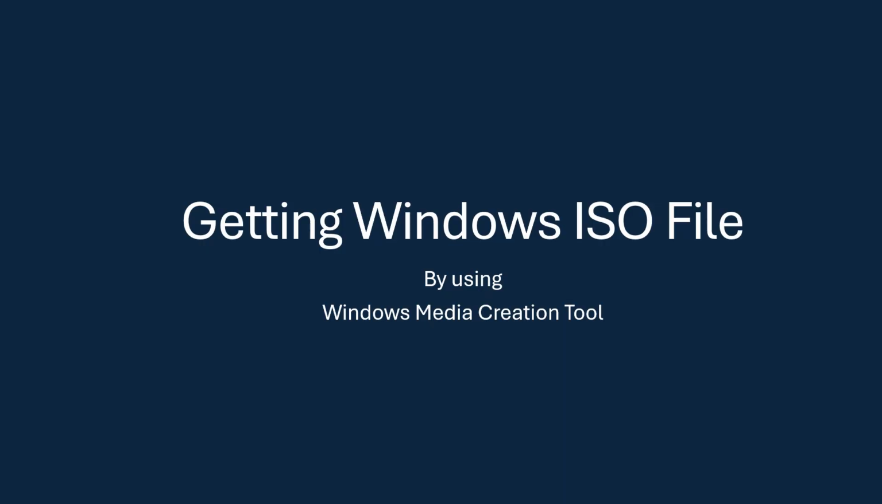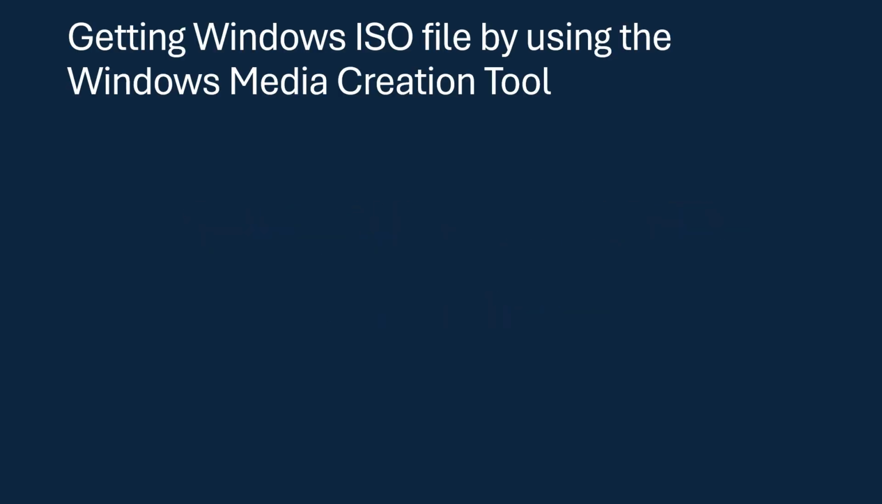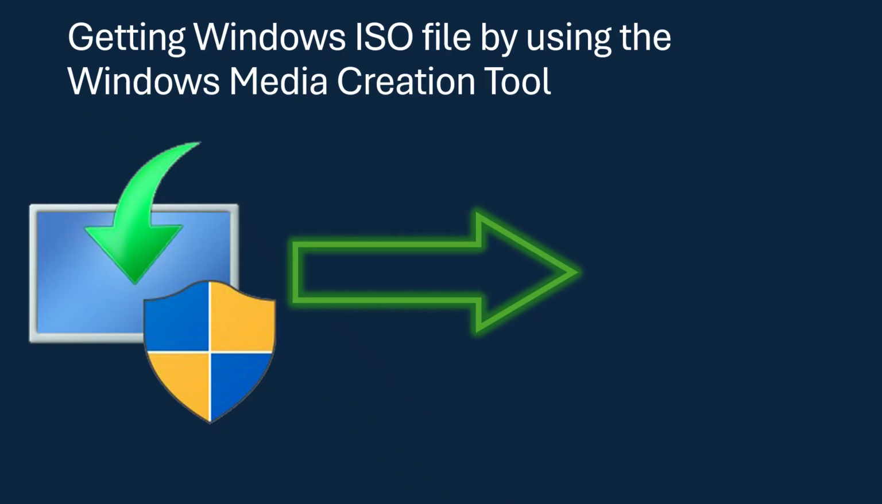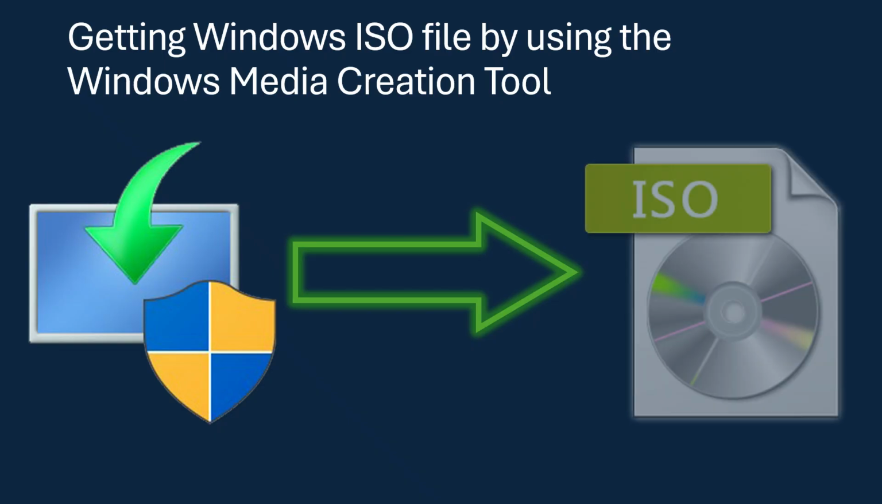Today we will learn how to get the Windows ISO file. Of course, there are different ways to get the ISO file, but today in this video you will learn how to use a tool created by Microsoft known as Windows Media Creation Tool to get or to download the ISO file of Windows, whatever Windows you need.